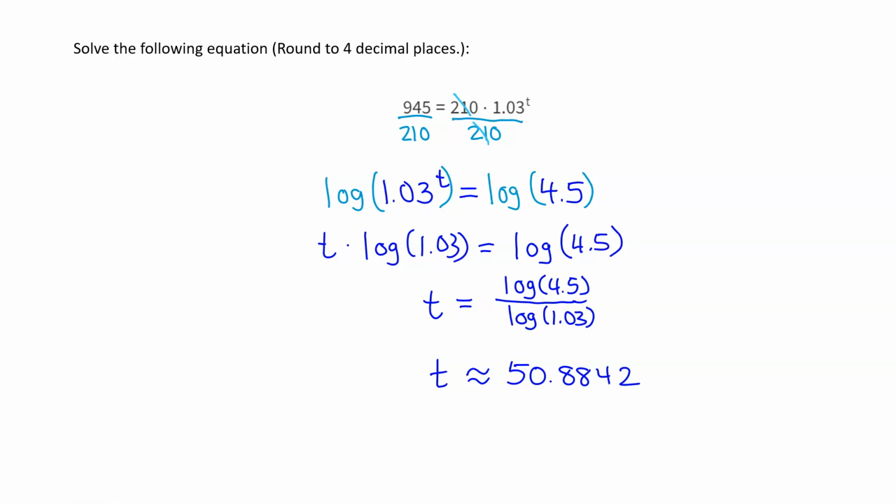Now you could always check these. I'm just going to show it for this one by always putting it back into the original problem. So does this 210 times 1.03 to this power give you the 945 that you want? How well it does this depends on how many decimal places you keep, but if you calculate this out, you do get about 945, which does verify that that is the answer.